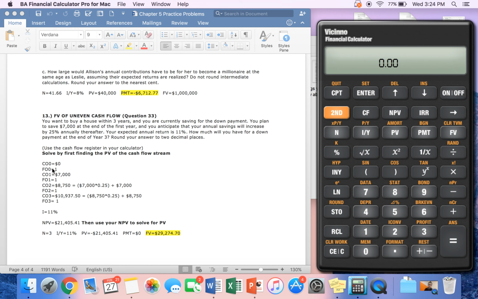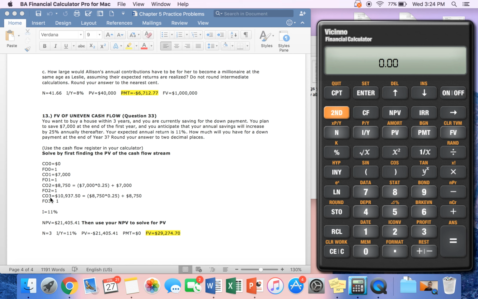So today we don't have any money, so our cash flow is going to be 0 today. Our cash flow in year 1 is that we're going to put in $7,000 at the end of the first year, okay? But in the second year, that $7,000 is going to grow by 25%. So my cash flow in year 2 is actually going to be $8,750, and that comes from taking $7,000 and growing it by 25% to get that $8,750 figure, okay?